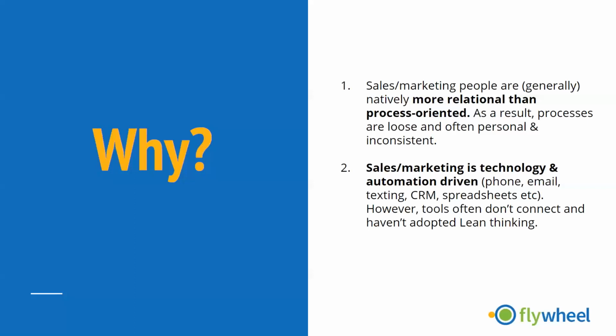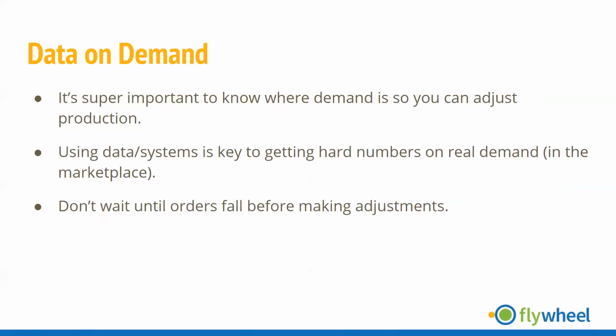So that's the problem. However, if you can do it, this is what you get out of the other end. It's super important to know where demand is so you can adjust it. Using data is key to getting hard numbers on where things are at. And as I talked about before, you don't want to wait until orders fall before you begin making adjustments. You can't do that because you're out of position already.